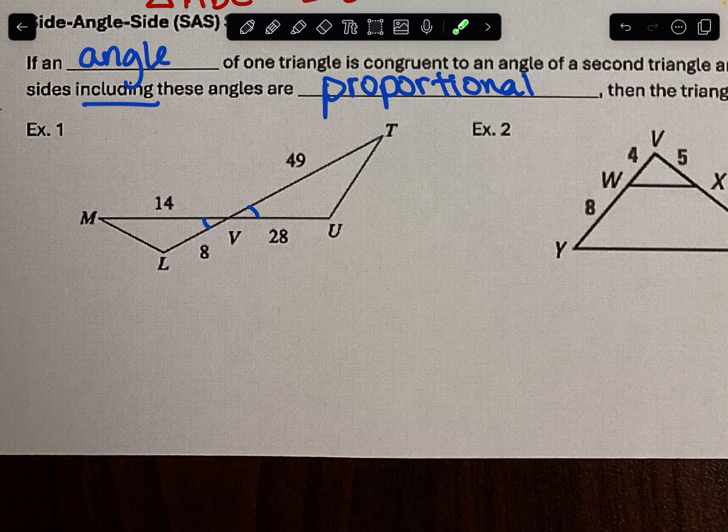Now, here's where you have to be careful. Can anyone tell me what side corresponds with 14? 49, right? It'd basically be like if this one flips over here. Because notice, this angle would have to stay in the same spot, all right? So 14 over 49 is our first one. And what would that have to be equal to? 8 over 28.